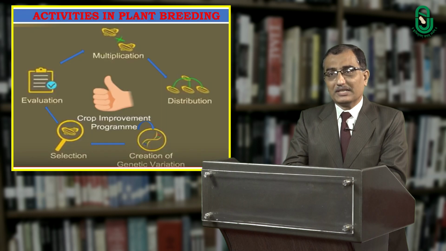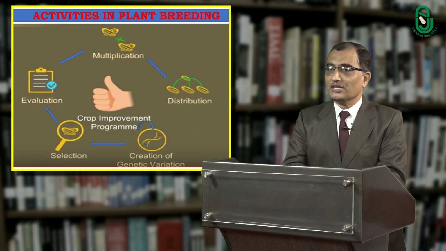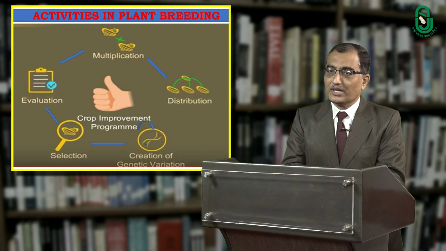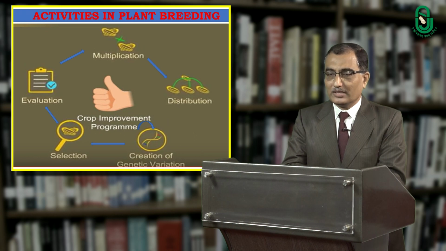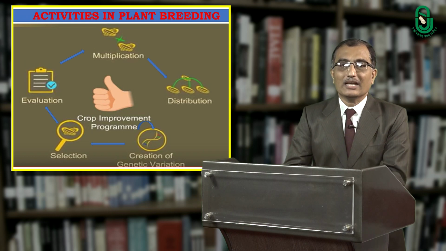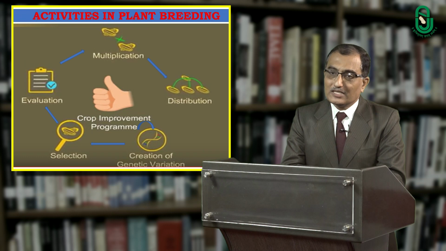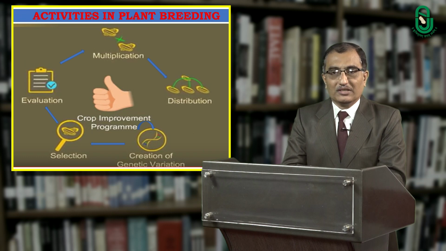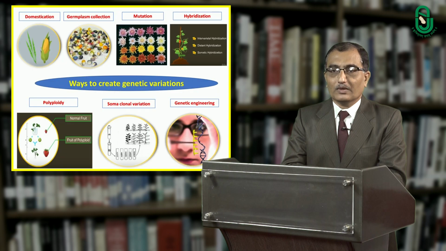Now different activities of plant breeding we have to study in detail. There are 5 important steps in the activities of plant breeding. Creation of variations is the first. Without variations, a plant breeder cannot do anything. If variations are not available in a particular species, then those variations can be created by various means, then selection, then evaluation, multiplication and distribution to the farmers.